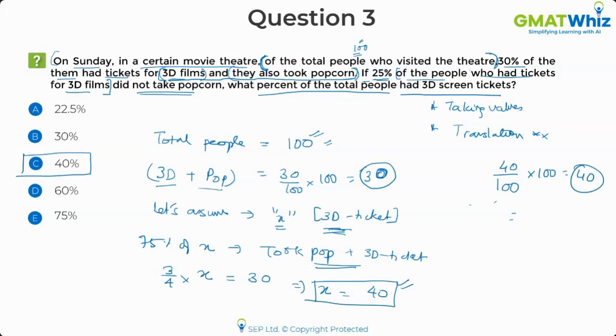I'm very quickly explaining it again. There's already 100 people. 30% people had 3D films, were watching 3D films, and they were also taking popcorn. So I found out 30. And I was told 25% did not take popcorn, those who had 3D films. So I inferred, okay, if 25 are not having popcorn, had 3D tickets, 75 obviously will have both. And from there, I found out how many had 3D tickets.